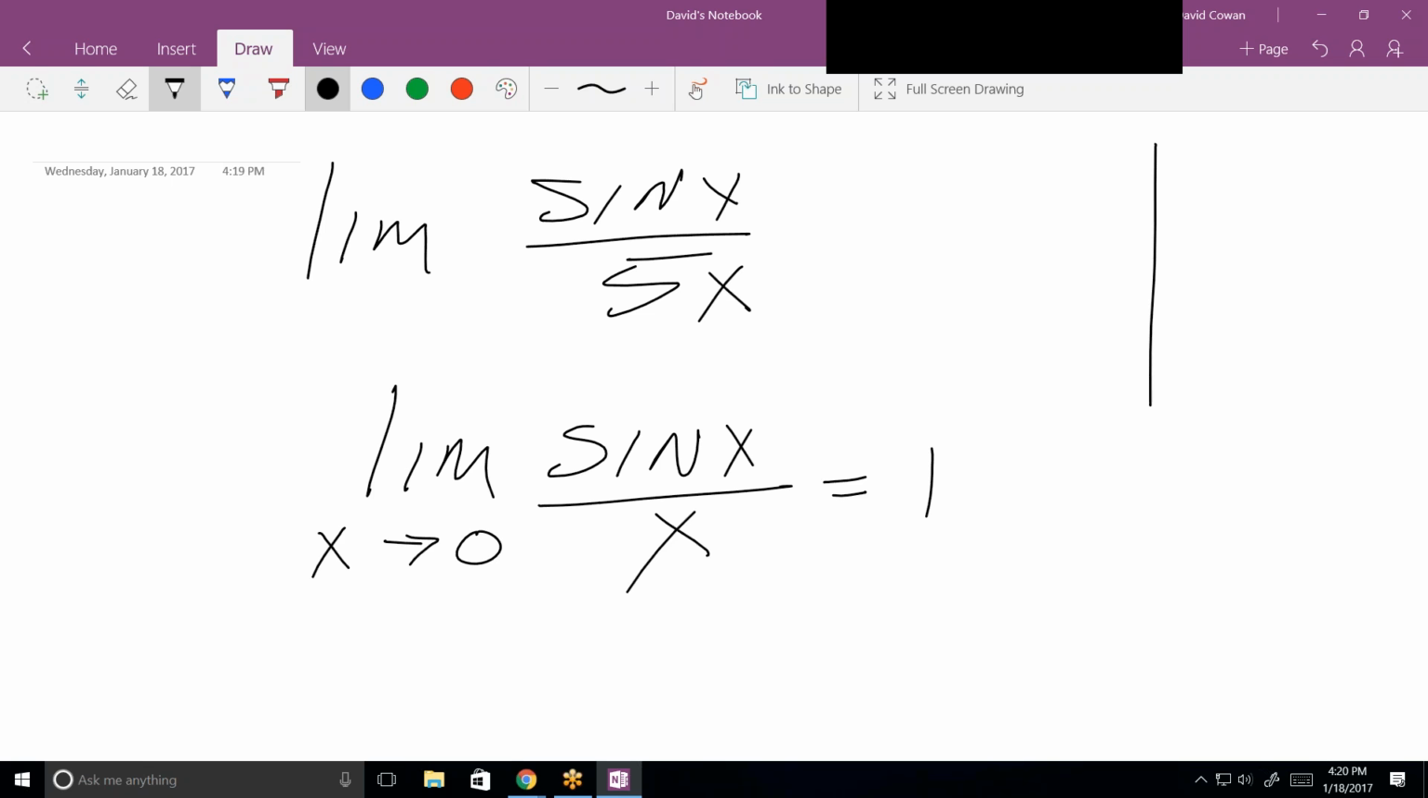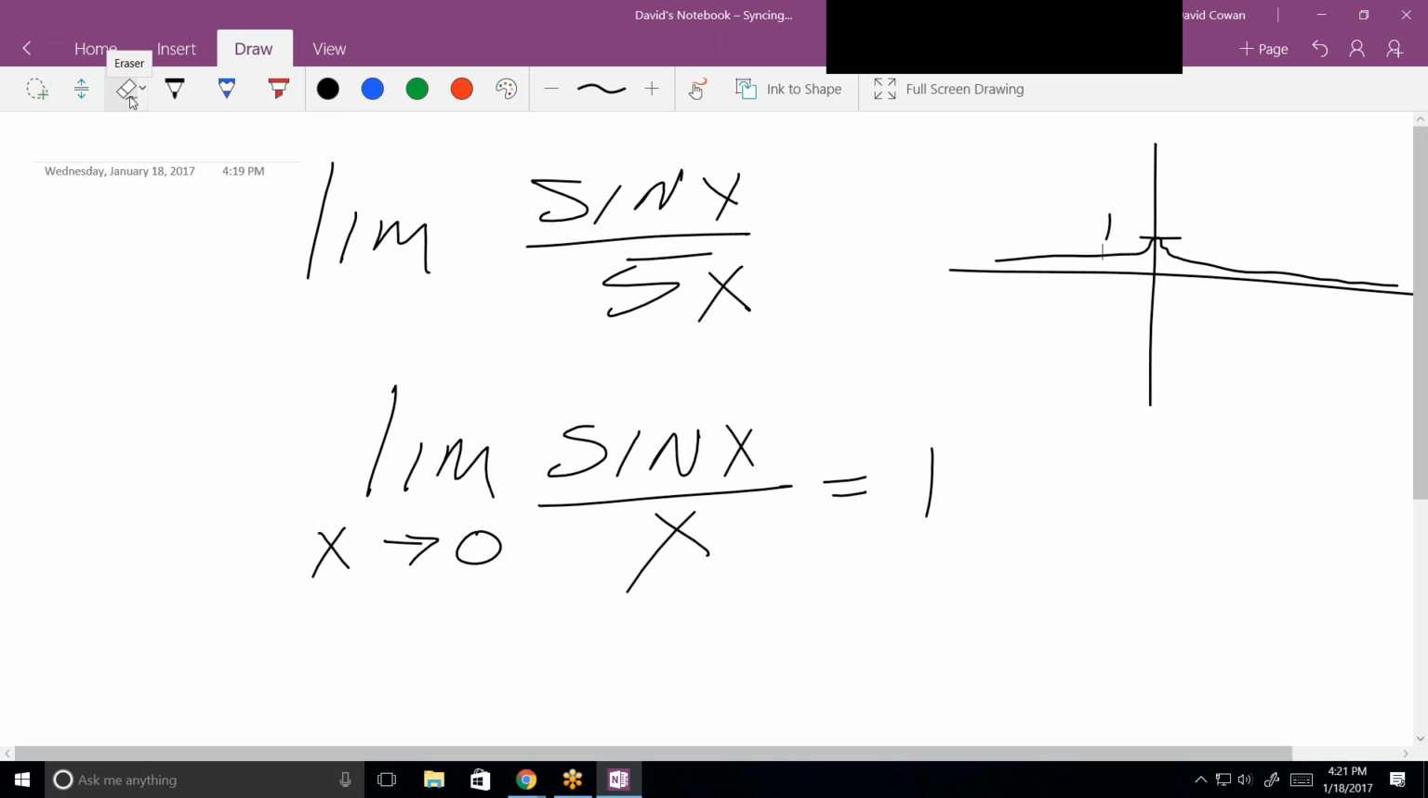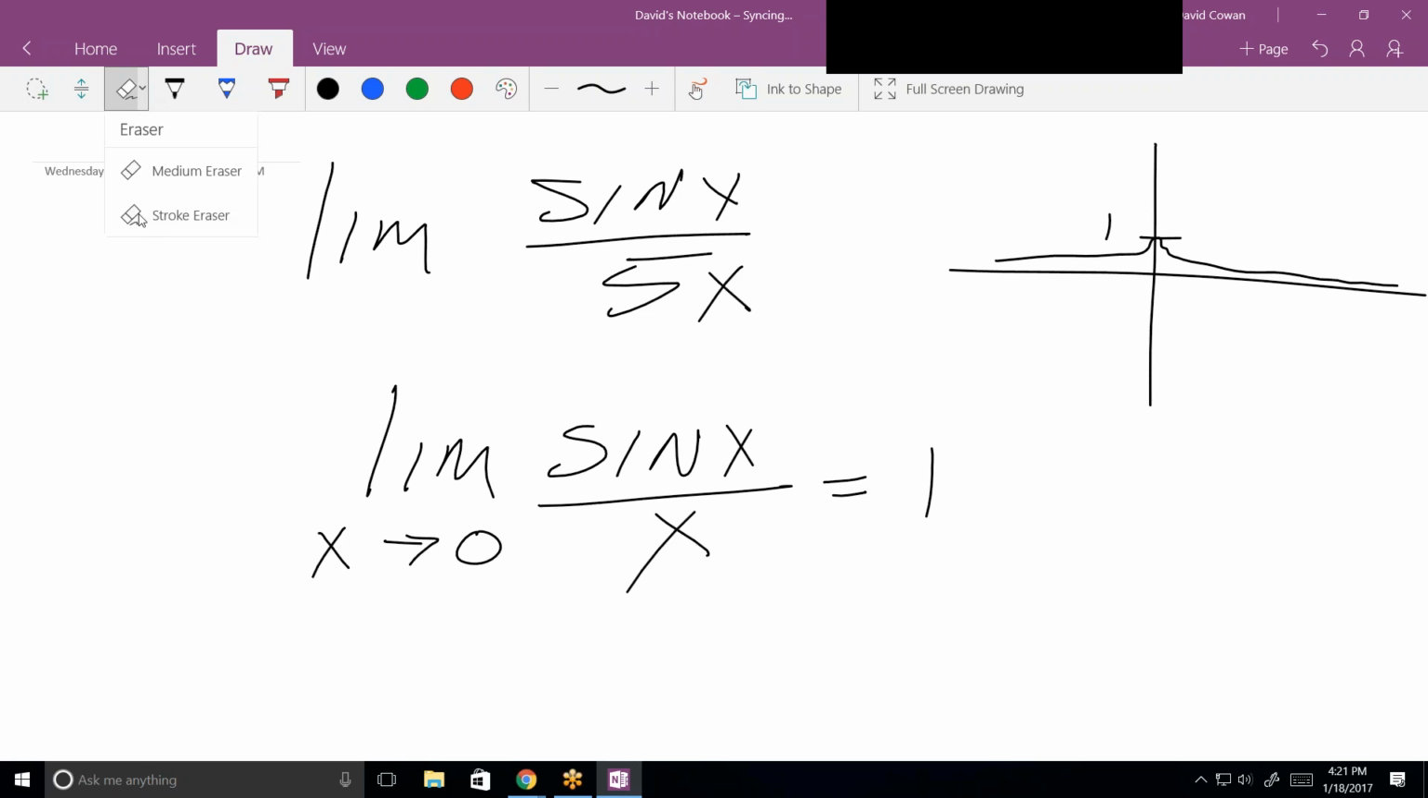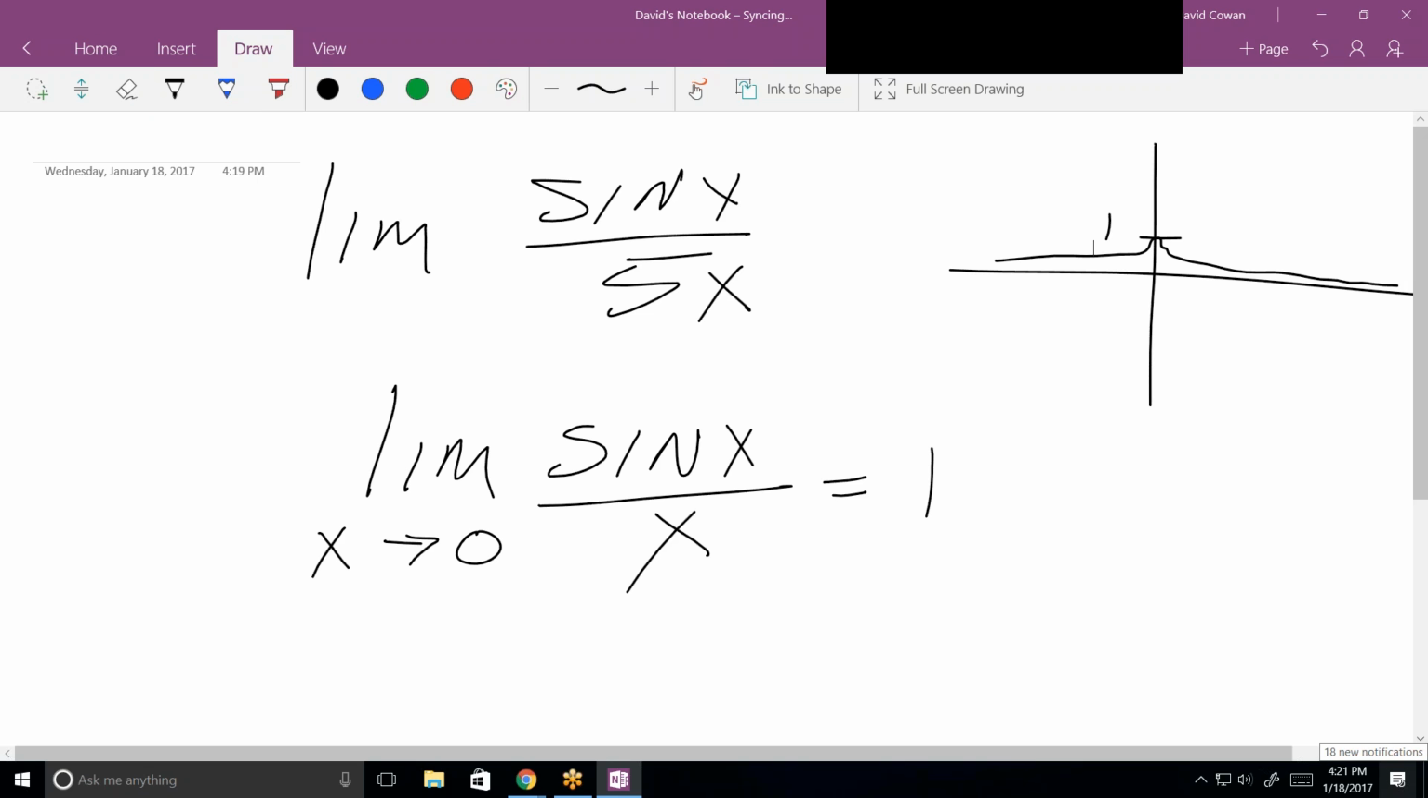If I were to graph sine x over x, this is what you would see. Notice that as we approach 0, we approach 1. And it's not clear at all that that's what you would get from looking at it, because it's 0 over 0, so you don't really know how to handle it. So this one, they tell you, memorize this until you learn more calculus, and then we'll tell you how we got it. And that truly is what they expect you to do.